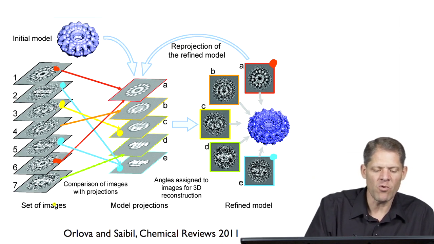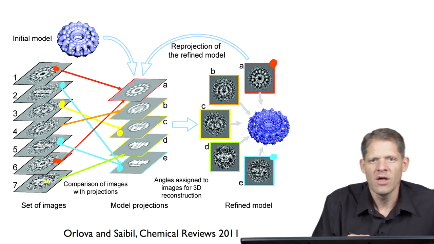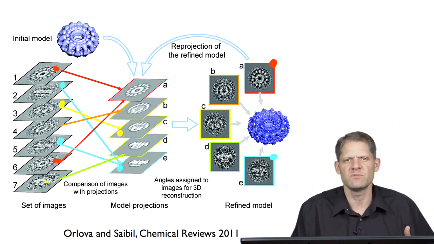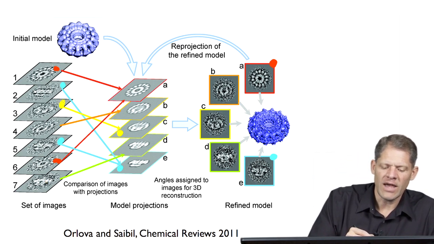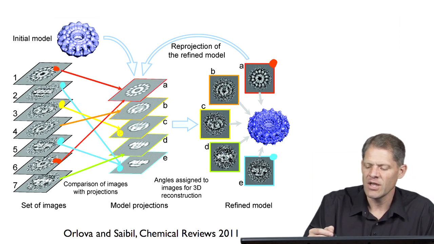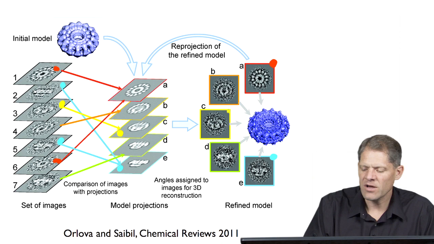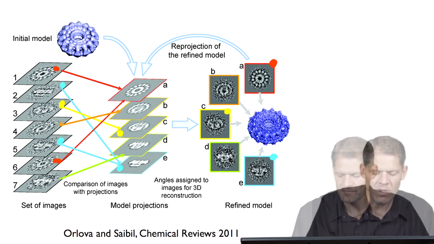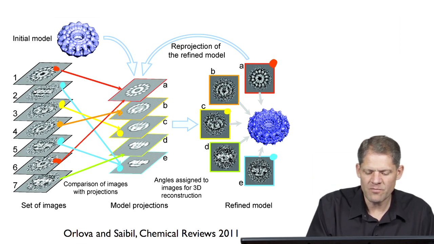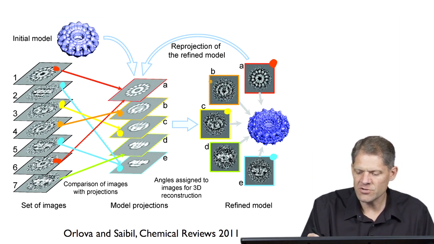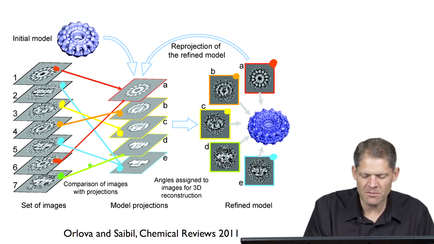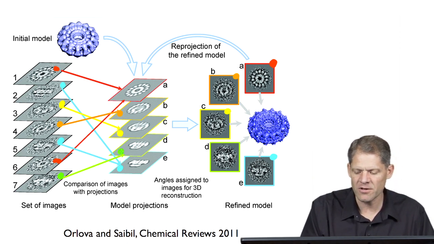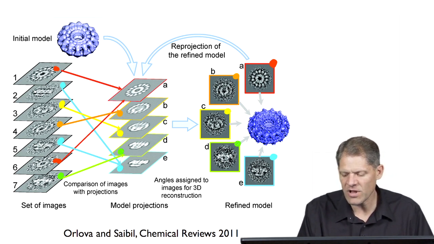And perhaps there are many more. I mean, there's 7 example images shown. The process might actually involve 2,000 particles or maybe 200,000 or even more. And so in this case, though, the simplified case, there's only one image that matches that reprojection, so it becomes the new class average for that view. In like fashion, this one is assigned to this view and is used to produce this new class average. And finally, this experimental image is found to match best this view of the model, and so it's used to produce this new class average.